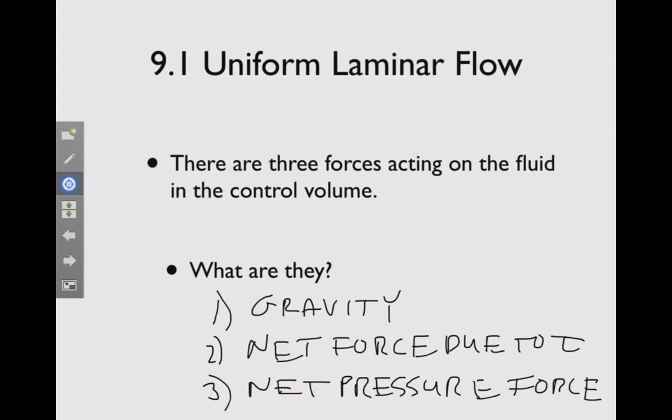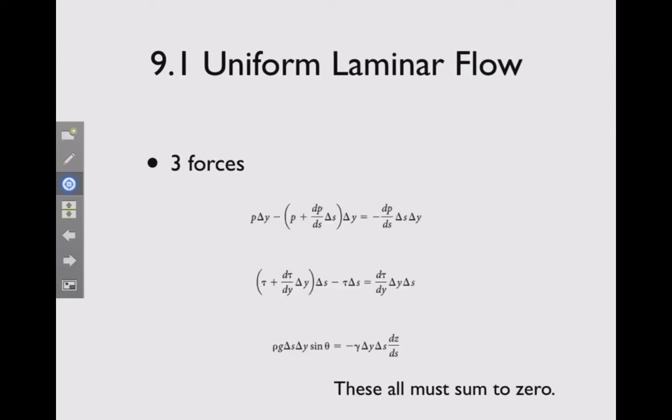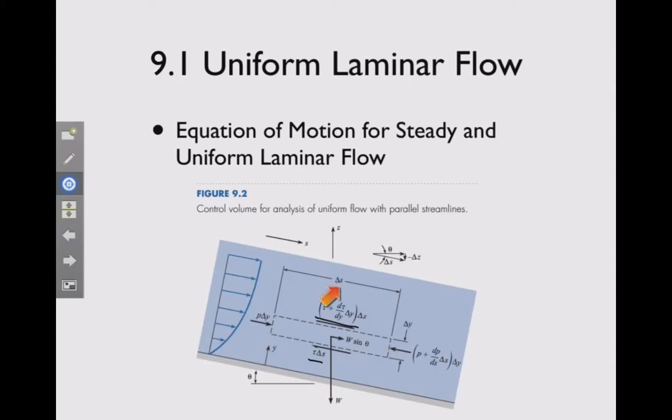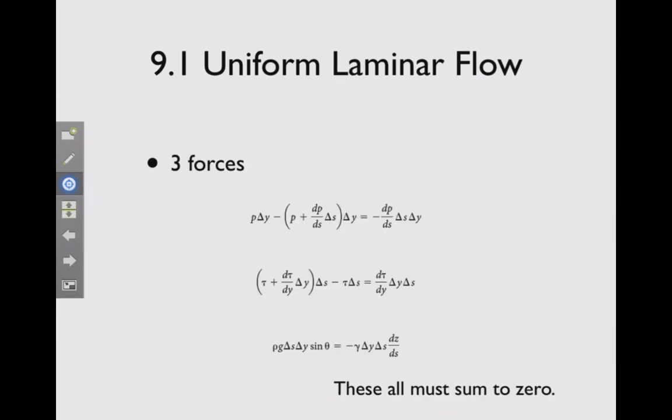And so we can look at these three forces across that little dashed area that we sketched out in that figure. We can see that it's just going to be P delta Y minus P plus a change in pressure with the distance along the plate, dP/ds, times the length. The length of this is delta S. So that is going to reduce to just a change in pressure over this area here.